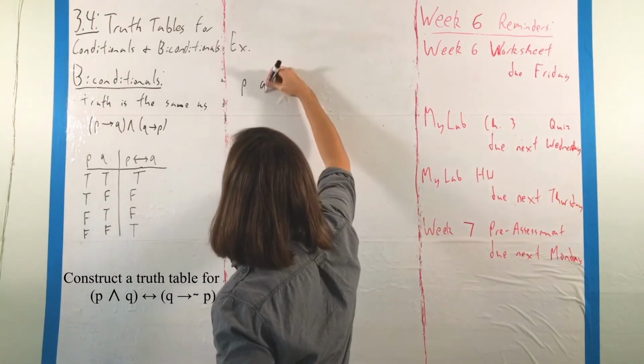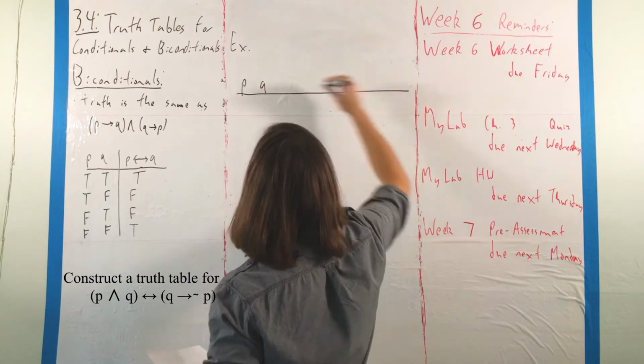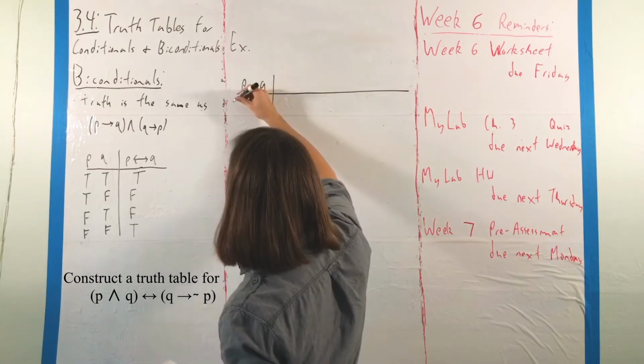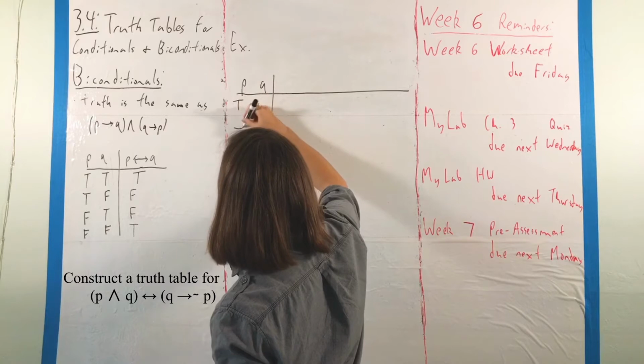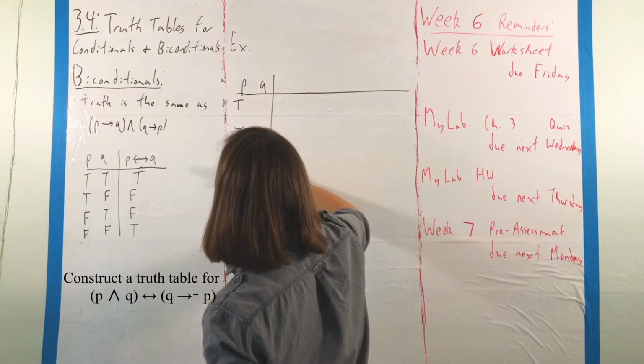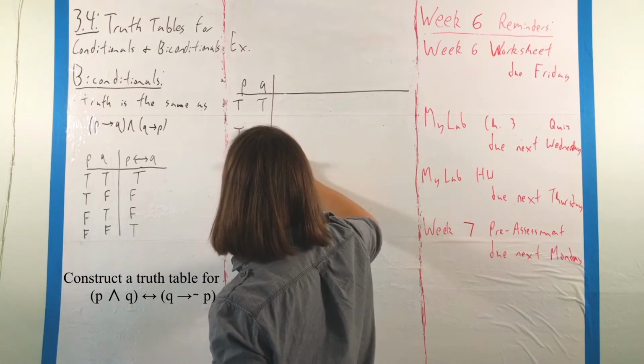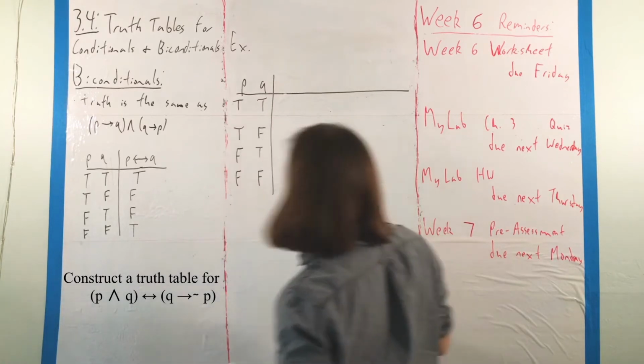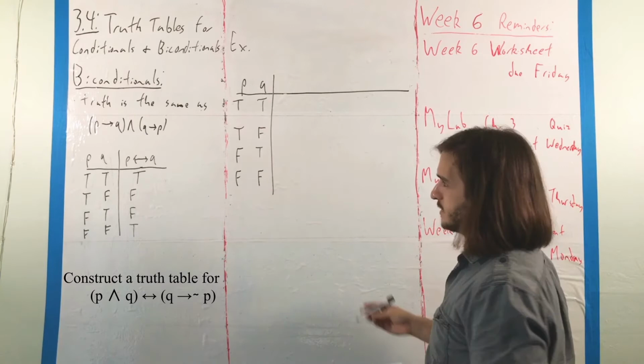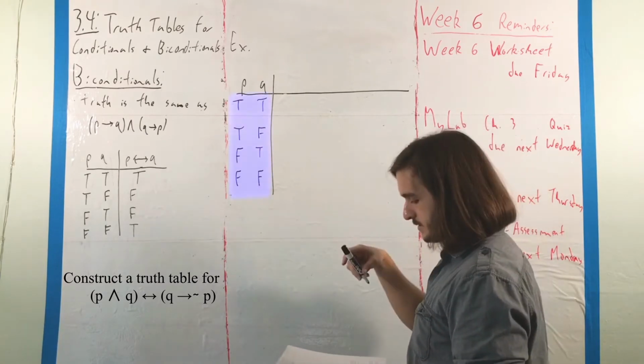Start with our standard pieces, P and Q. And bear in mind that this is going to be a lot of T's and F's. So we're going to be very careful and go through this slowly. So, make our standard setup for two pieces.